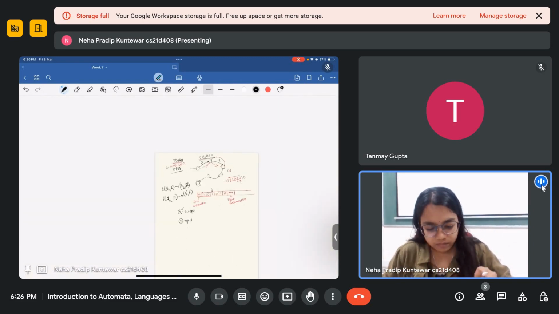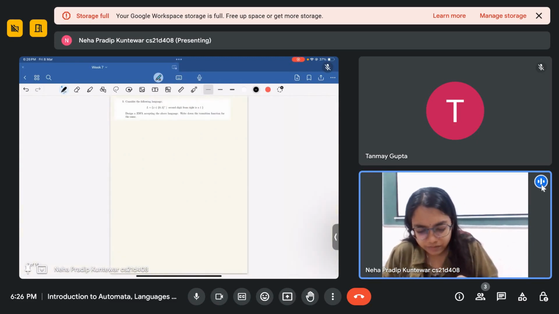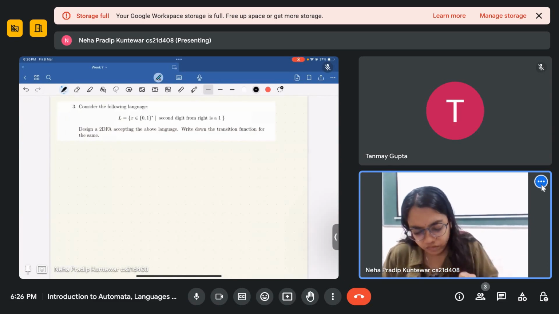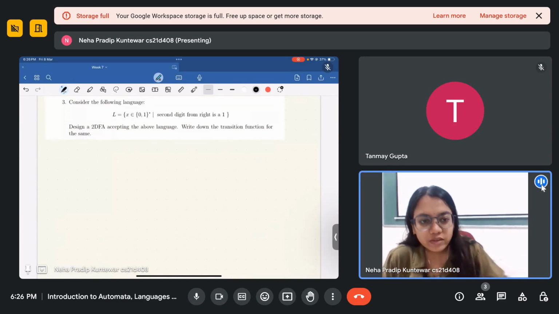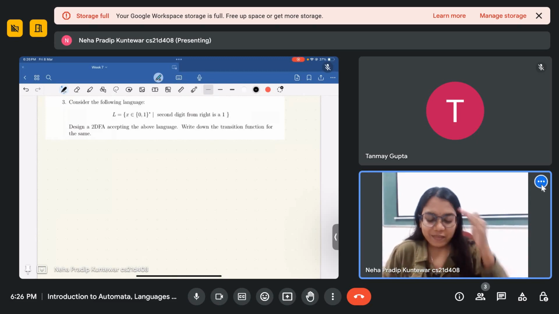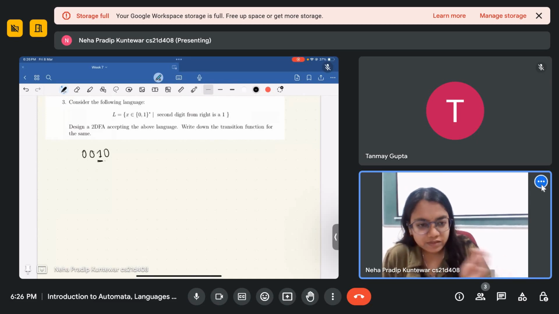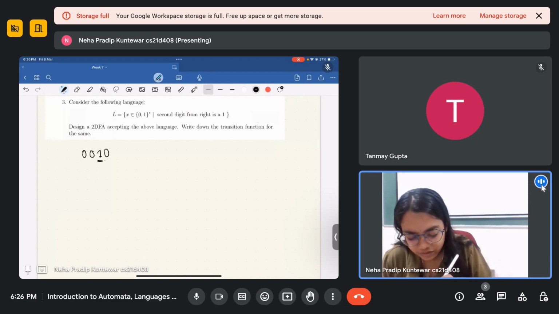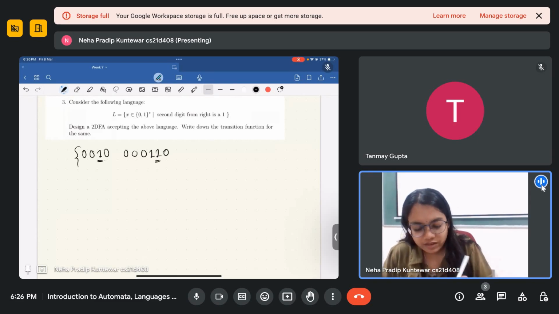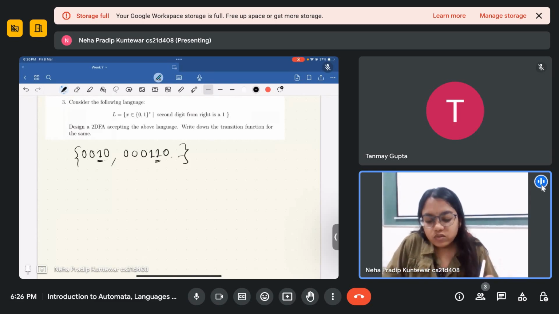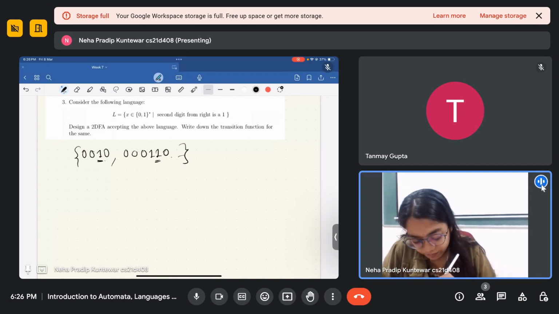Okay, so maybe let's take this example so that things become clear. Here you are given a language which is the set of all strings whose second digit from the right is 1, strings like this and so on would be in the language. So how do we make a 2DFA for this?